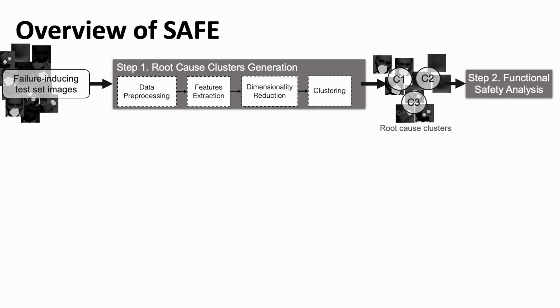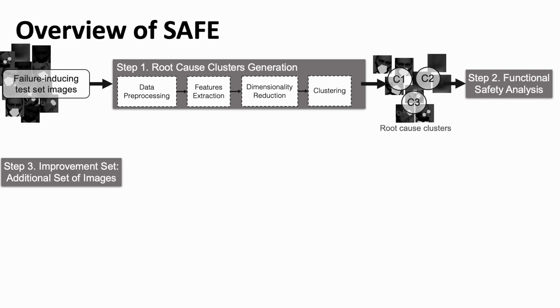Step 2 involves a visual inspection of the images belonging to each root cause cluster. This activity is key for safety analysis since by identifying the commonalities across the images in the same cluster, the engineer can determine in which scenarios the DNN may fail. Based on domain knowledge, the engineer can determine the likelihood of those scenarios and their impact on the system. Consequently, he can decide if the system is adequate for production or if improvement is needed.